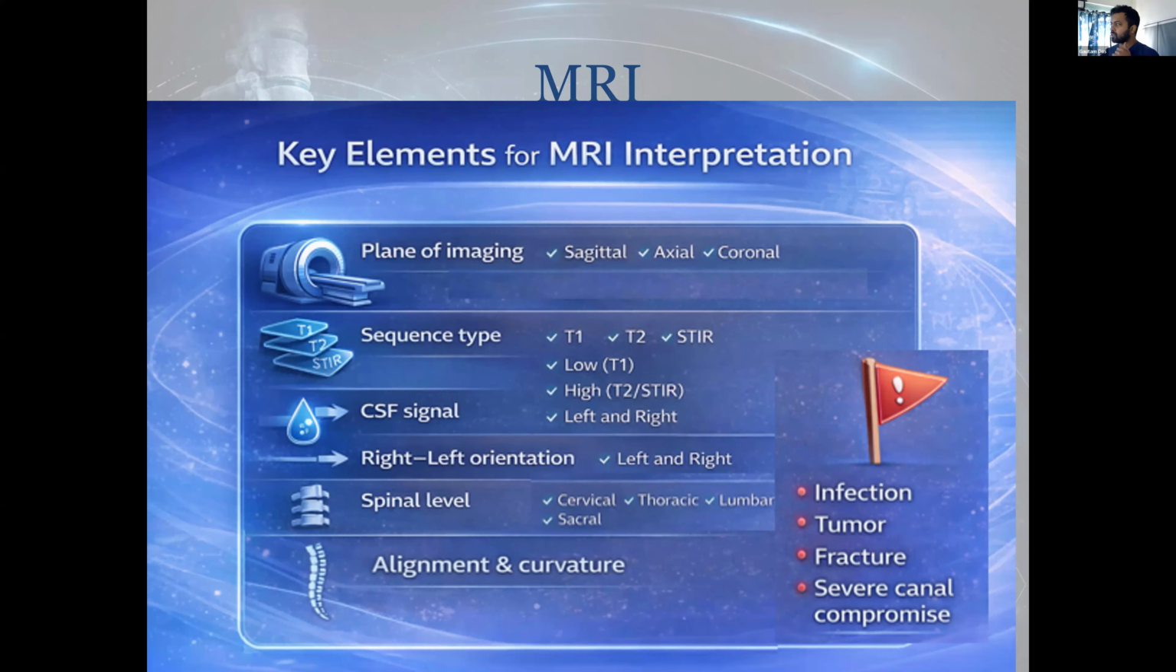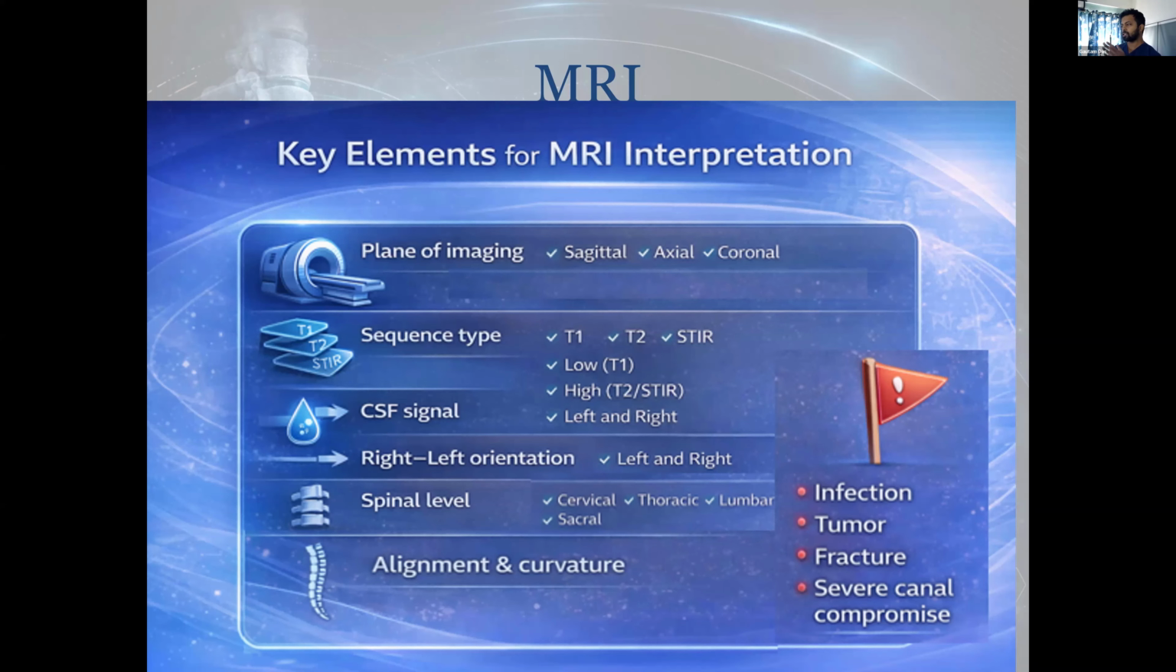pathology. First is the plane of the imaging: sagittal, axial, or coronal. Sagittal and axial are most important for the LS spine, and coronal is mostly used in the SI joint. Then the sequence type, T1, T2, or STIR, we will see later, and how the CSF looks in this, and left and right orientation. Left and right orientation is also most important.